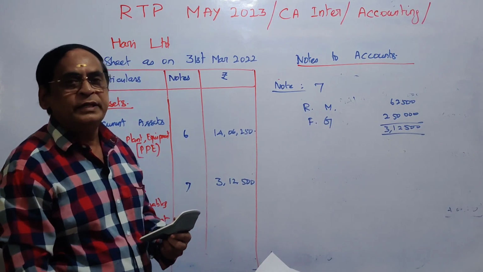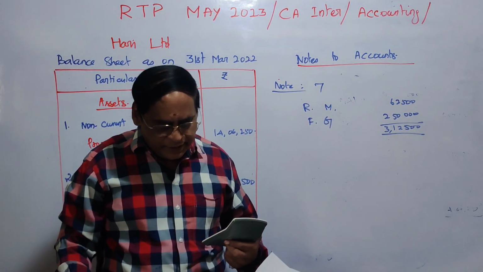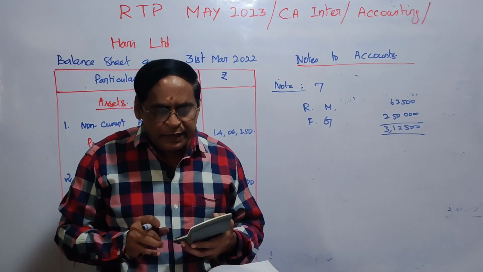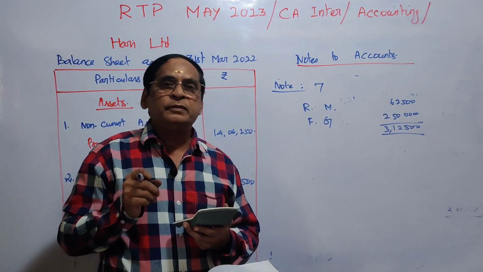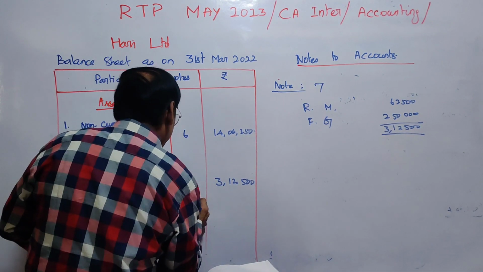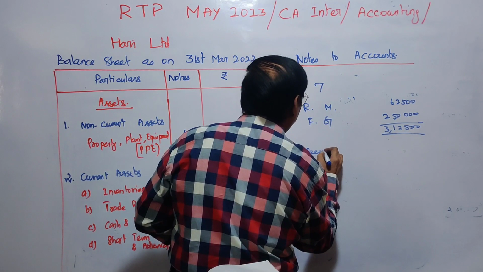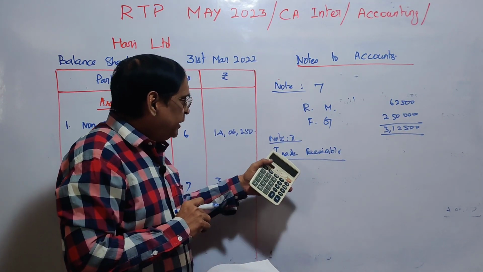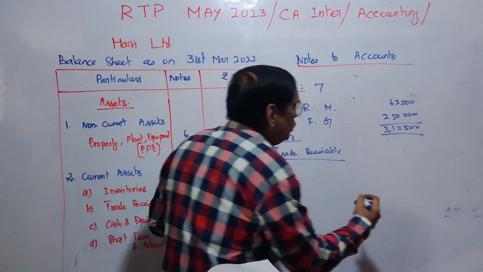And then trade receivable, that is sundry debtors. We have to show the period exceeding 6 months and less than 6 months. It is given in the question; you can see the question paper. Trade receivable outstanding for the period exceeding 6 months is 65,000 rupees. But the total should be 2,50,000. So note number 8, trade receivable, total amount 2,50,000.